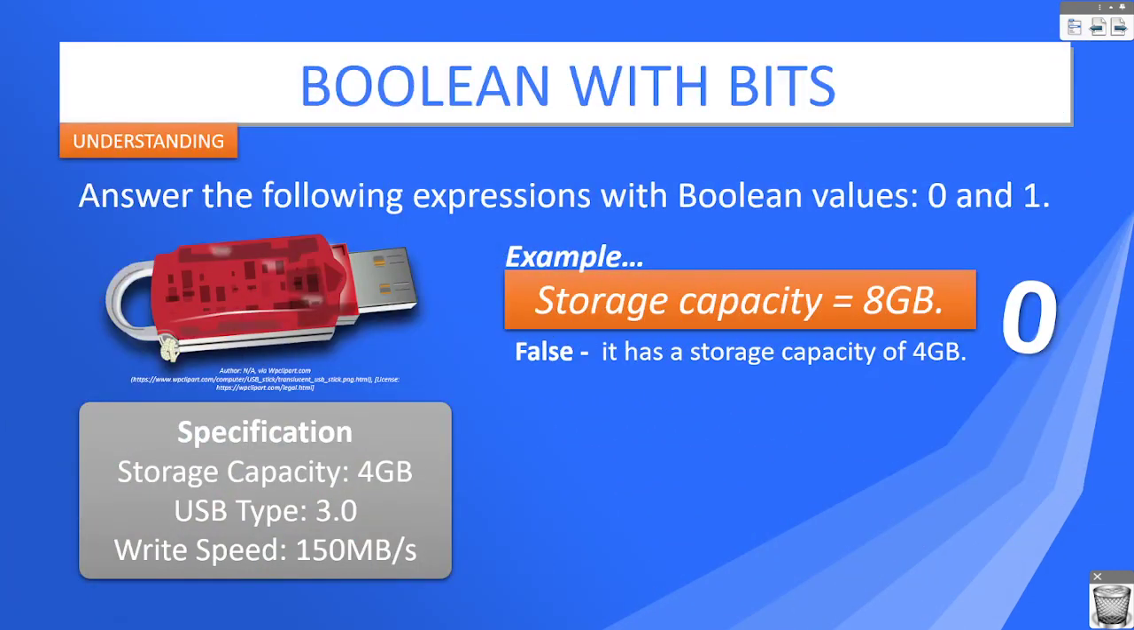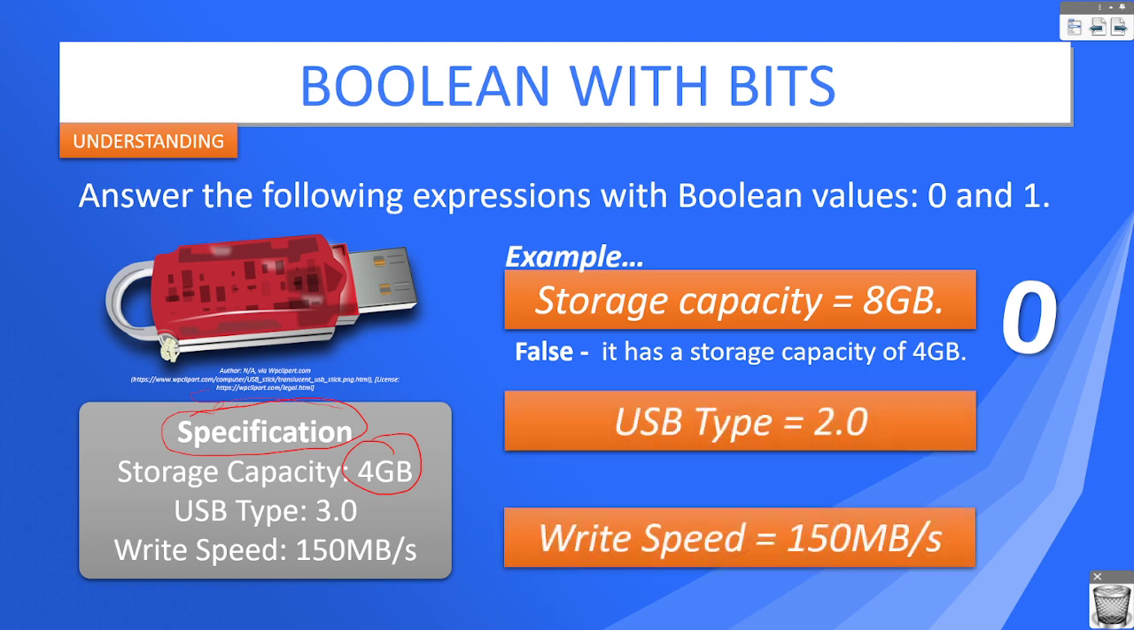In particular, if you think about, say, a Boolean expression, you could say, well, the storage capacity of this USB is 8 gigabytes. Well, if we look at the specification that's shown here, actually, oh look, 4 gigabytes. Well, clearly that's not true, is it? So this is actually false. So we could say it's 0.